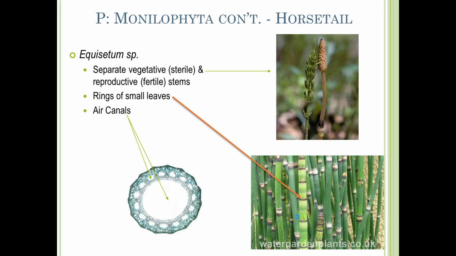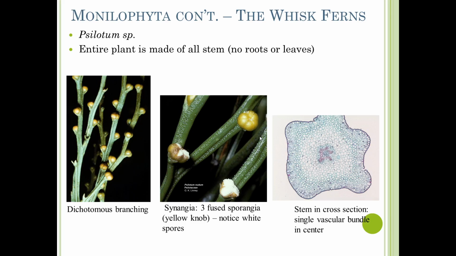Okay. And then the last group that we're going to be looking at for the monilophytes are the whisk ferns, or the Psilotum. And again, that's going to be a plant that is not indigenous to our area. So this is probably something that I would imagine you're not quite familiar with. But a pretty cool plant in that it is made 100% of stem tissue.